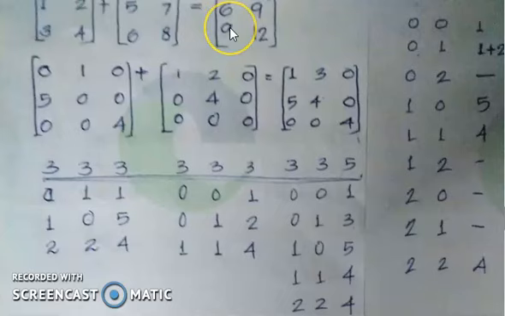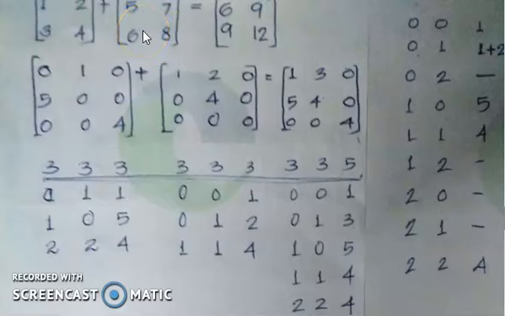Just consider how matrix addition is done. Suppose this is our matrix A, this is our matrix B, then their sum is this one. All three matrices will have the same order, is it not? Let the first matrix be 1 2 3 4 and the second matrix 5 7 6 8.